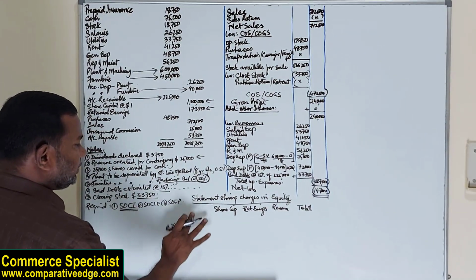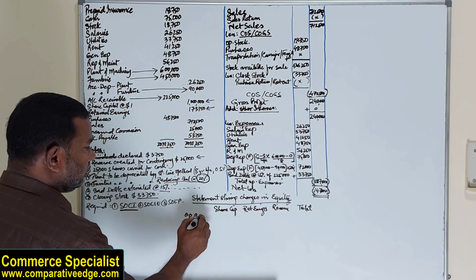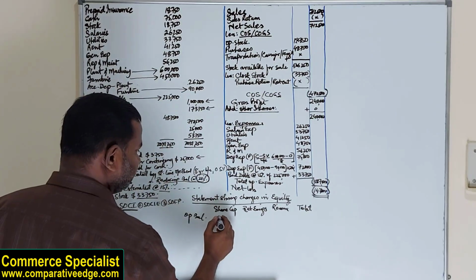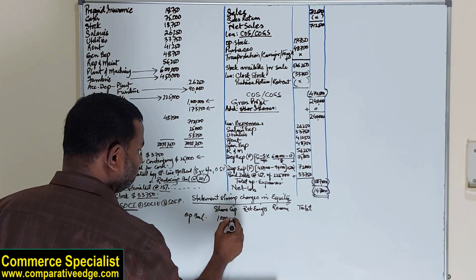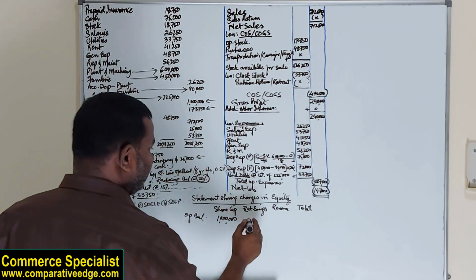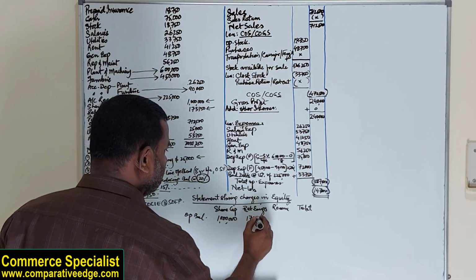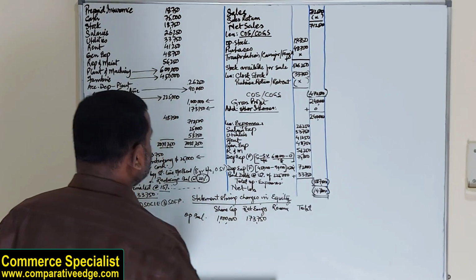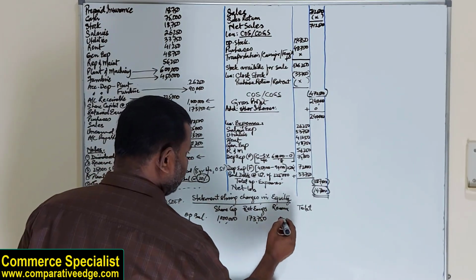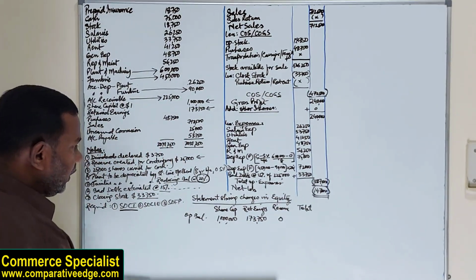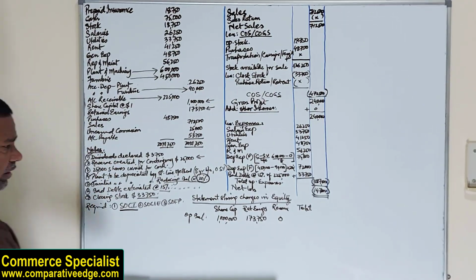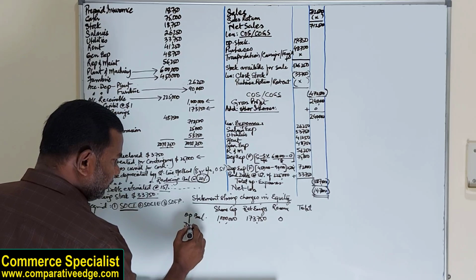So opening balance is here in the trial balance. Share capital is 1 million. Retained earnings are given here, 173,750. And reserves, there is nothing here for reserves, so I'm taking it as 0. Now what happened during the year? If you look at note number 1, dividends were declared. So I'm writing here dividends.